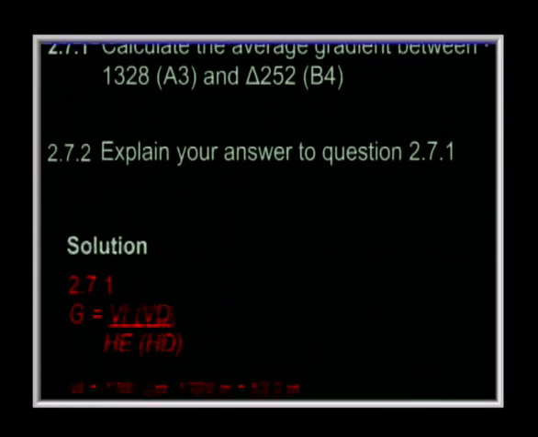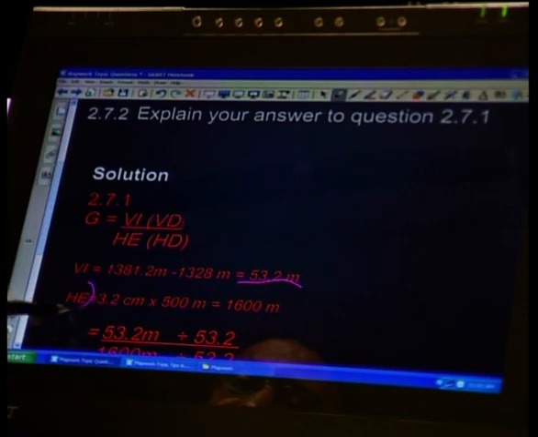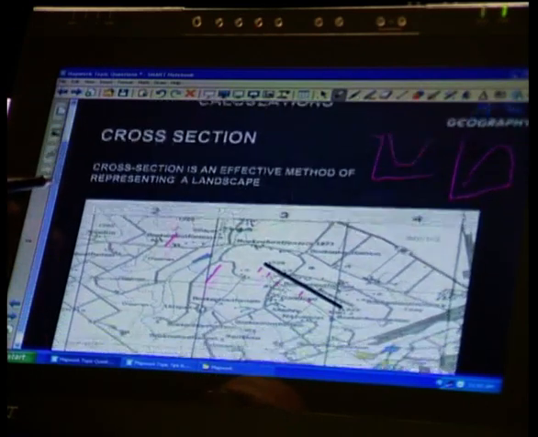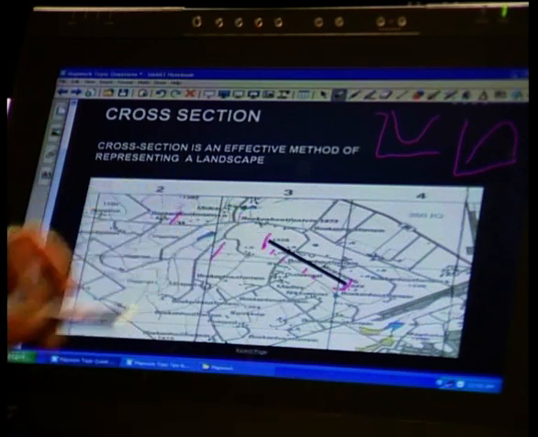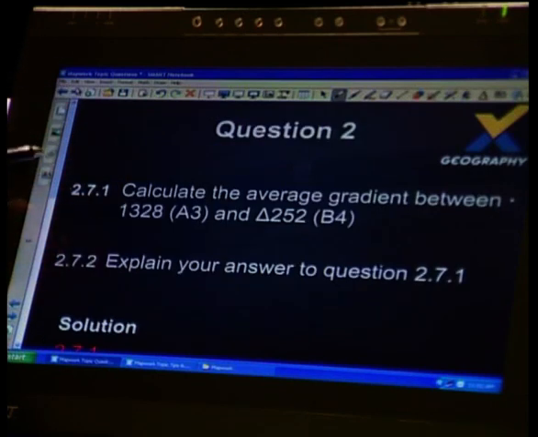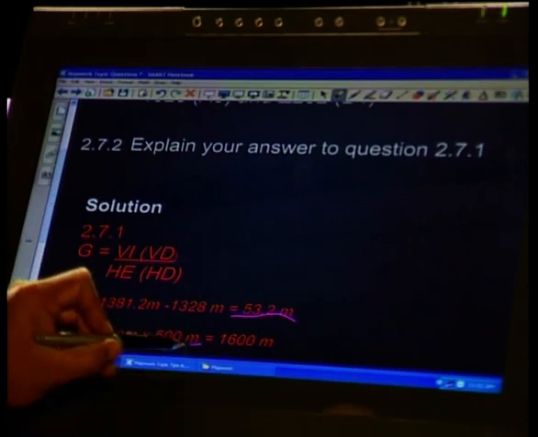So, for that I can work out VI. I take the bigger figure, 1381.2 meters minus 1328 meters, which gives me an answer of 53.2. I worked out my VI. Now my HE is measuring the distance between the two. And the same thing I do here. I look at my area, I measure the distance between the two points. Okay, and when I measured that distance, I got 3.2 centimeters. Now, you may notice I'm using meters here.